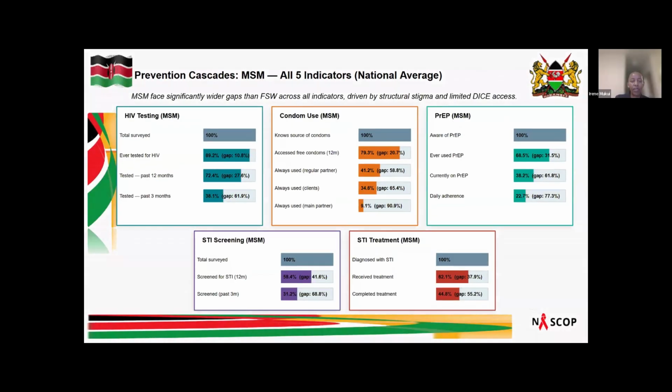You see the same thing with the prevention cascades for the men having sex with men. One of the things that we noticed is that when you compare the data with the female sex workers, you see significantly higher drops as you go down the different steps of the cascade among the MSMs, especially with the condom use and also the pre-exposure prophylaxis. So next slide.